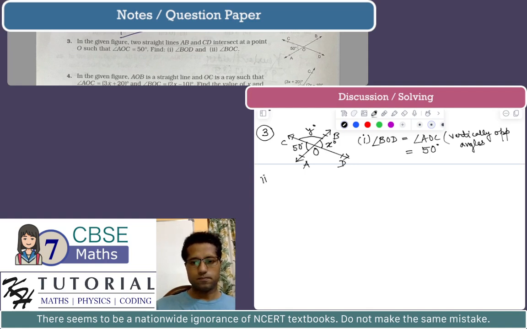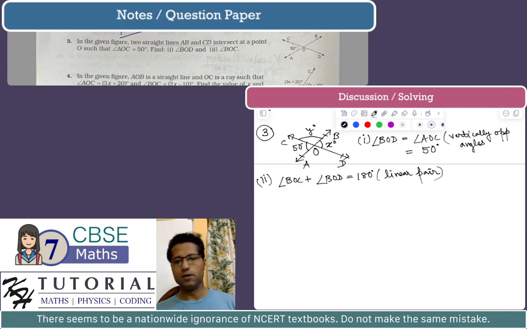Part 2, what is angle BOC? Now we know that angle BOC plus angle BOD will be equal to 180 degree since they are a linear pair. These angles, angle BOC and angle BOD, are formed on the same side of the straight line CD at the same point O. So their sum will be equal to 180 degree.